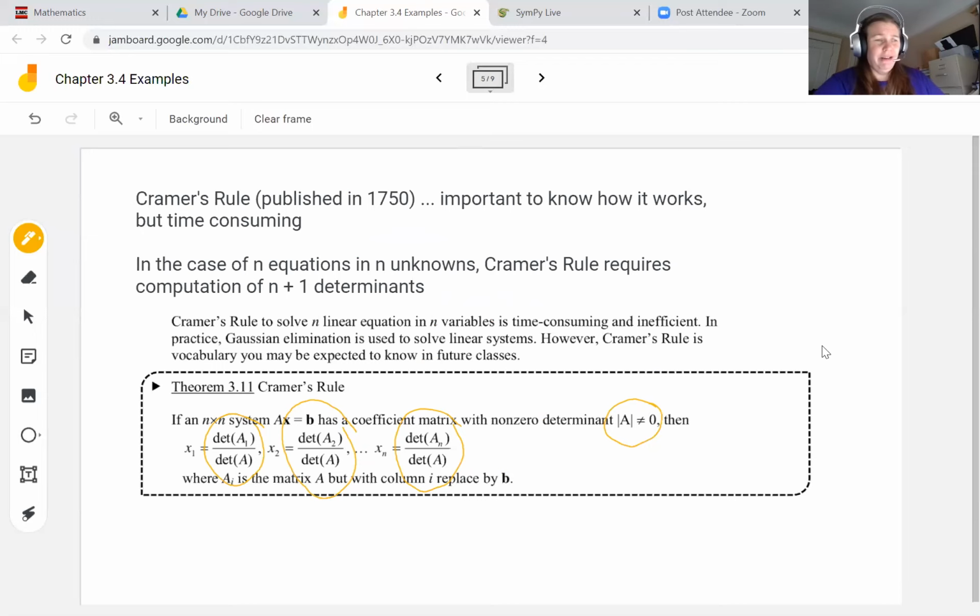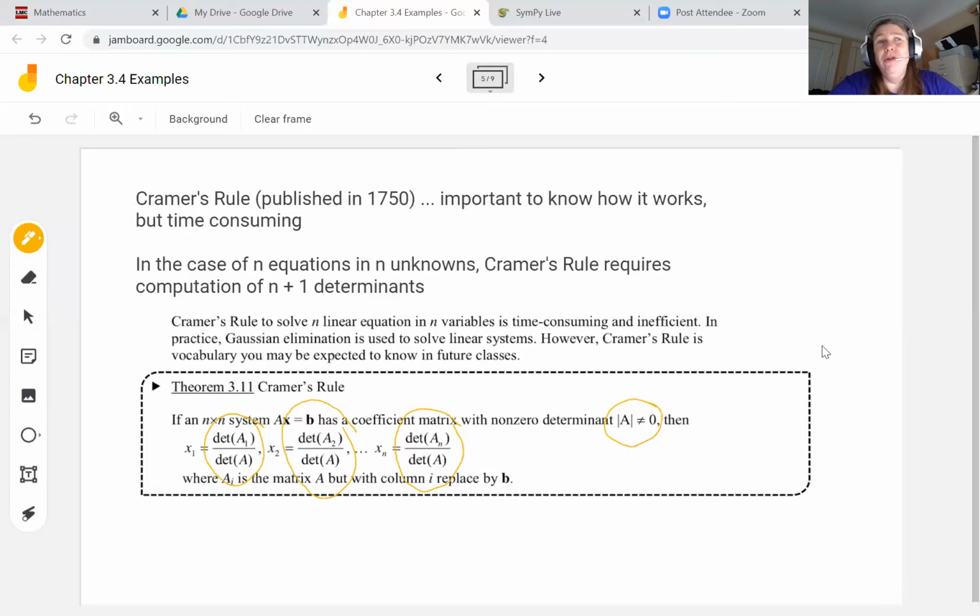So we are going to use Gauss-Jordan elimination, or a computer system that's coded with Gauss-Jordan elimination, to be time efficient. So in the case of n equations and n unknowns, the problem with Cramer's rule is that it requires computation of n plus 1 determinants. You have to calculate determinants 1 through n and determinant A. So you've got a little extra work.